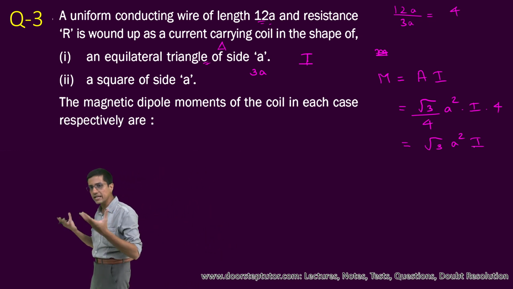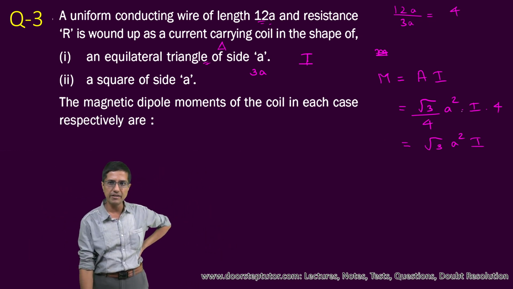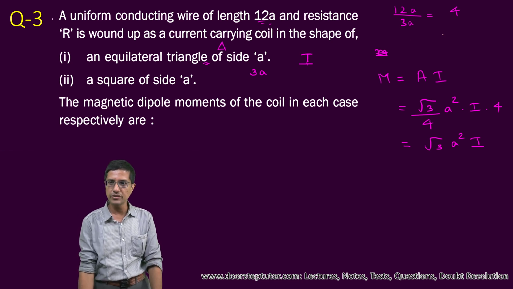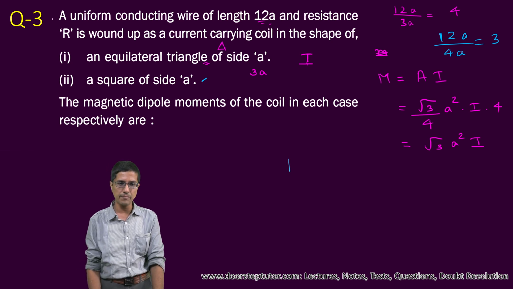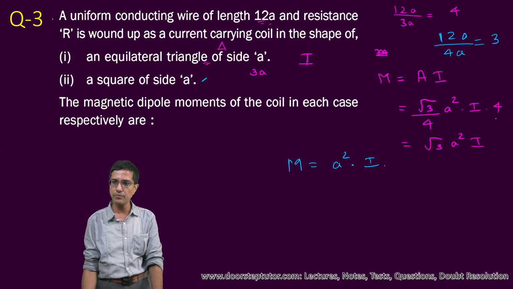So how many coils can I form? It is 12a divided by 4. So we'll just use another color so that we can make this a little more clear. This color is actually that of the square. So we have here 4a, that is the perimeter of the square, and we have 3 such coils. Now the dipole moment in the case of a square again is area, a square, into I, but of course we have 3 such squares, so this will be 3a square I.